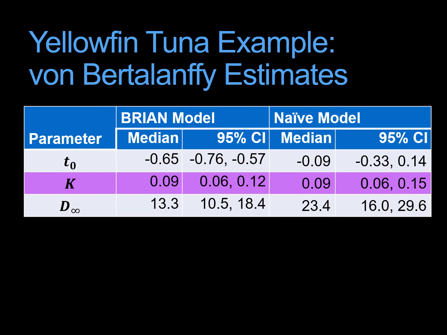We can look at results from applying the two models to the yellowfin tuna data to estimate the von Bertalanffy model. And we see that, unlike our simulated data example, now they have very similar estimates of K, but where they differ is t0 and D infinity. In particular, the D infinity from the naive model is much higher at 23.4, compared to 13.3 from the Bryan model.